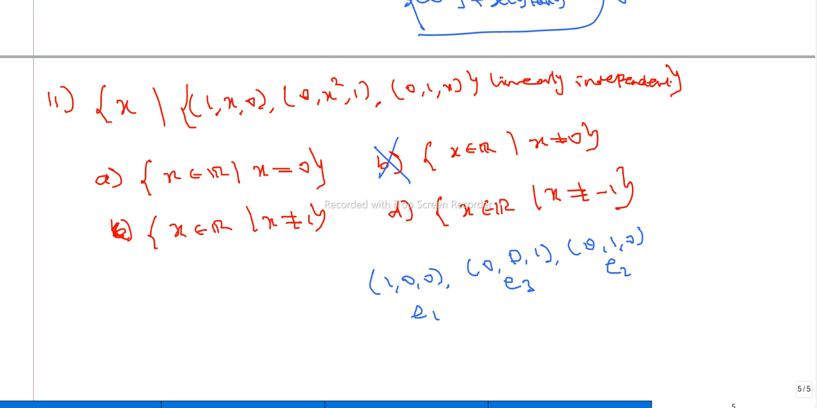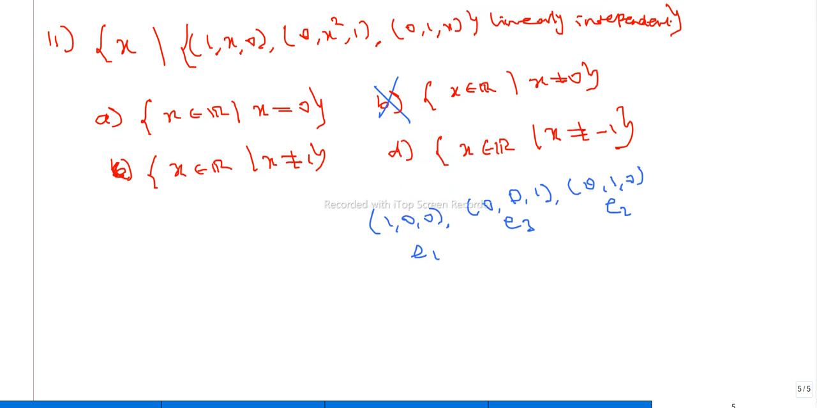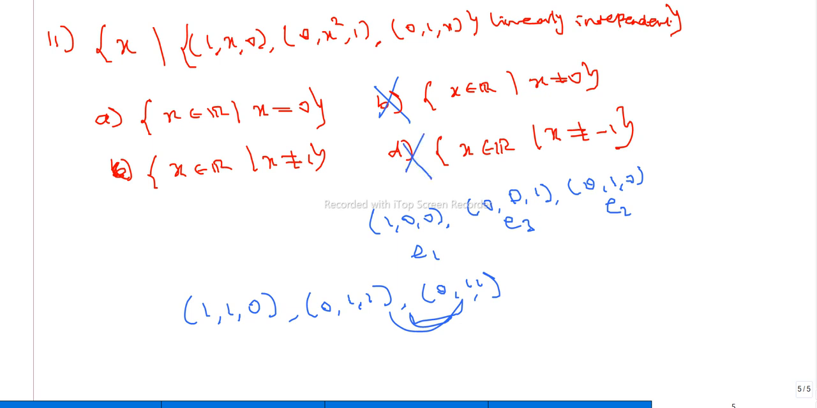Okay, look at the third one. If we substitute x equal to 1, what you will get? You will get 1 comma 1 comma 0, and then 0 comma 1 comma 1, and then 0 comma 1 comma 1. If we substitute x equal to 1, then you will get this one. So that means these two are the same vector. Therefore, it's linearly dependent. Therefore, we can omit the last option, because they say except x equal to minus 1, for all values of x it is linearly independent. But if you take x equal to 1, we get linearly dependent. Therefore, we can omit the fourth option.